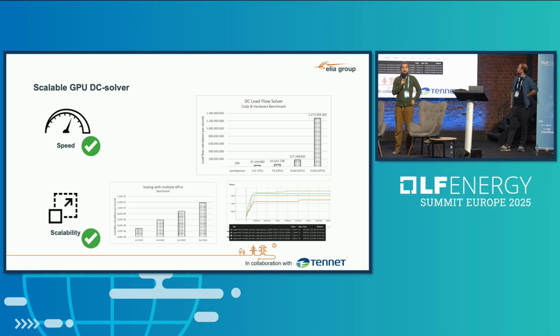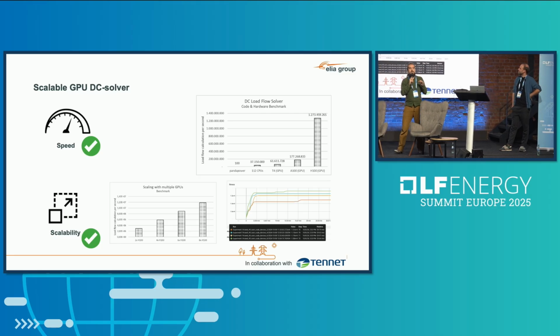GPUs, the main driver of the AI hype, they have basically enabled GPT, whatever, but they also enable us in the grid. If you look at DC load flows, they are basically linear algebra, just matrix operations. And GPUs, they eat matrix operations for breakfast. So what we did, we ported a DC solver fully onto GPU, so we never leave the machine. With this, we reach 1 billion load flows per second on one GPU. Huh? So 1 billion load flows per second, that means we can do multiple 100,000 N-1 analyses every second.